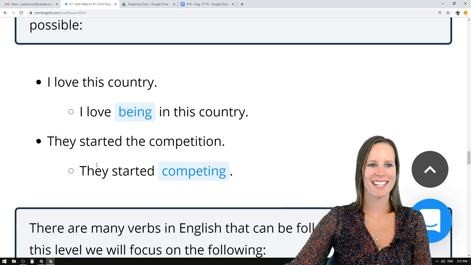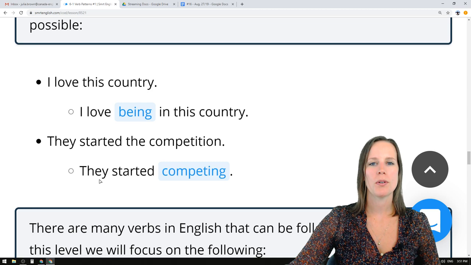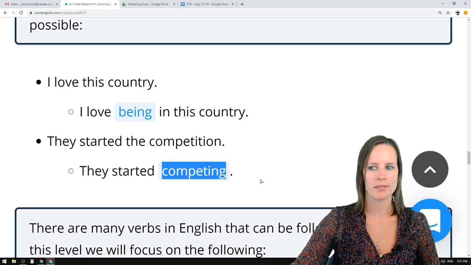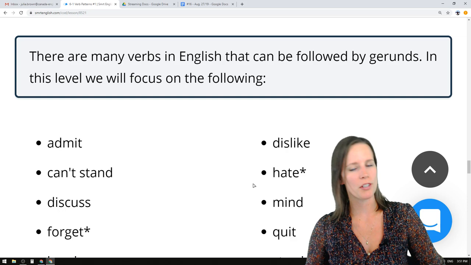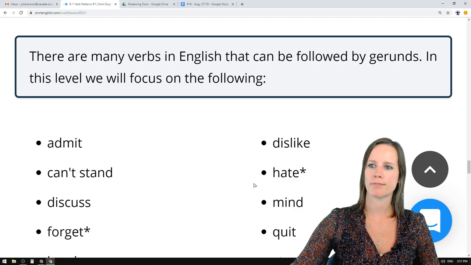Gertie, thank you. They started the competition, or they started competing. Okay, this is your verb one, this is your second action. Now, you guys were asking earlier, can all verbs be gerunds? Well, there are many, many verbs that can be followed by gerunds, okay? And we're going to talk about how many, well, quite a few actually, as you can see.